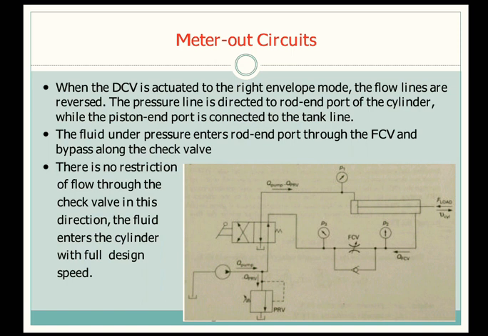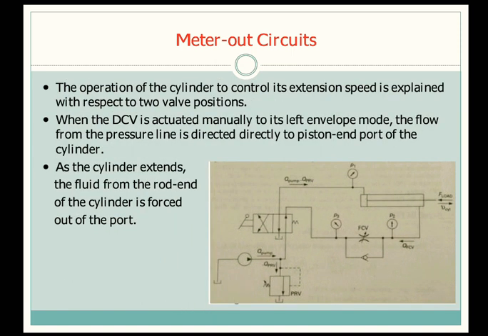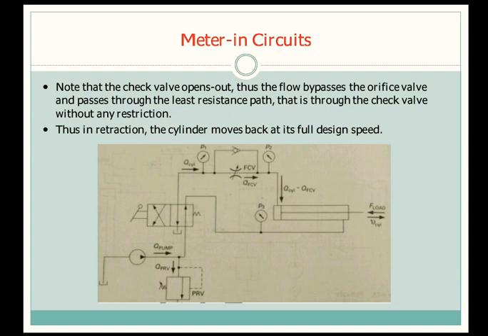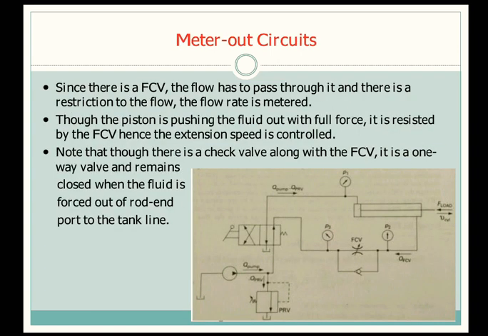So in the meter out circuit, the flow control valve and check valve are connected to the rod end, as you can see from the figure. But in case of meter in circuits, the flow control valve and check valve are connected towards the piston end of the cylinder. So this is the only difference between meter in and meter out circuits.